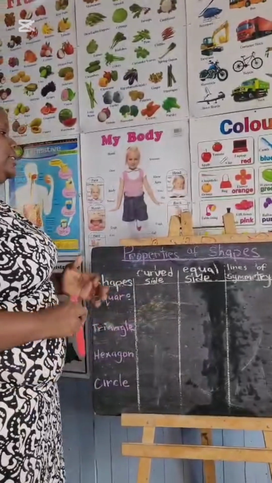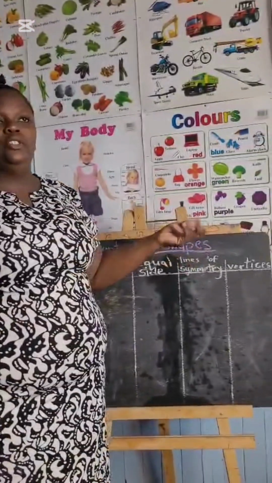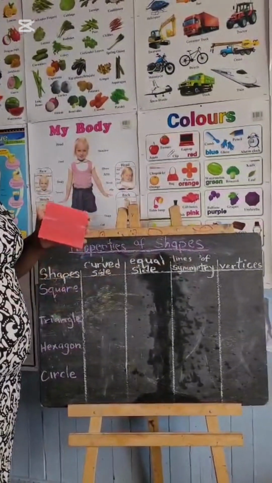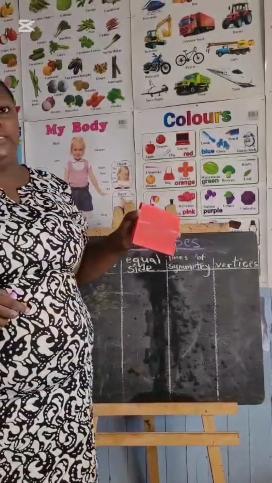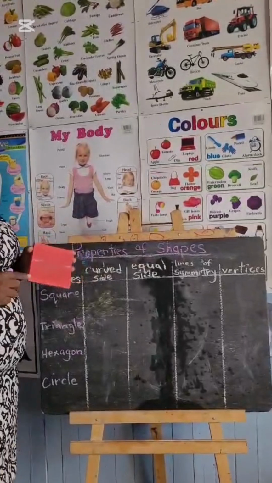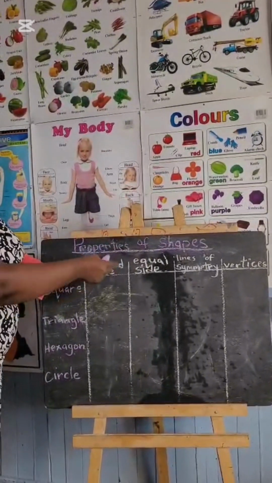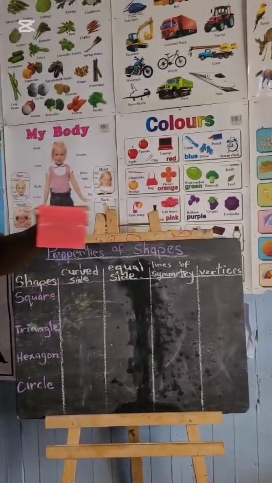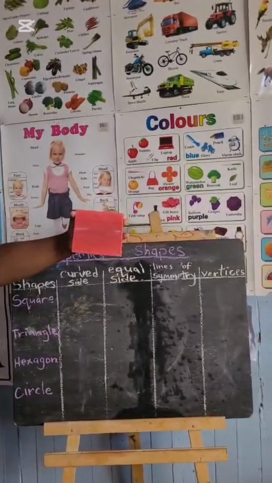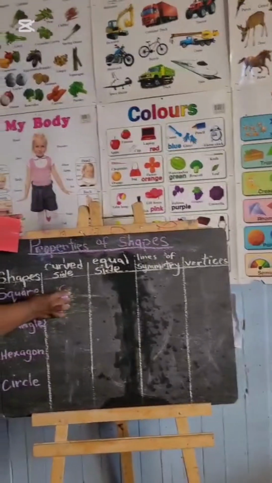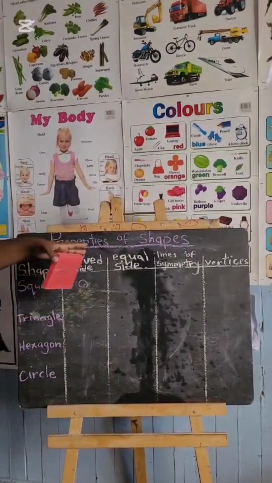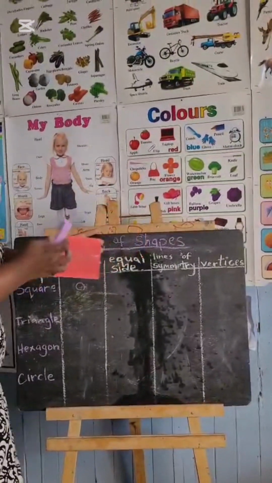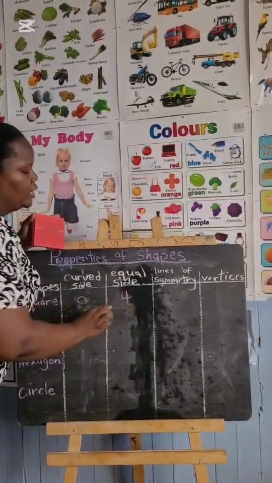Good afternoon, class. Today we'll be looking at properties of shape. And to complete this exercise today, we'll be using our shapes from the attribute logic set. Now the first shape we'll be using is the square, and we'll be putting in the information as we go along. So let's begin. Now we notice that the square has 0 curved sides, so we'll put in 0 in that space. How many equal sides do we have? We have 1, 2, 3, 4. So we have 4 equal sides.